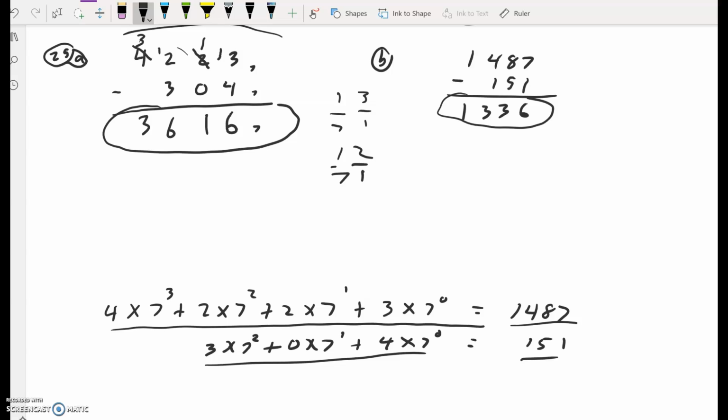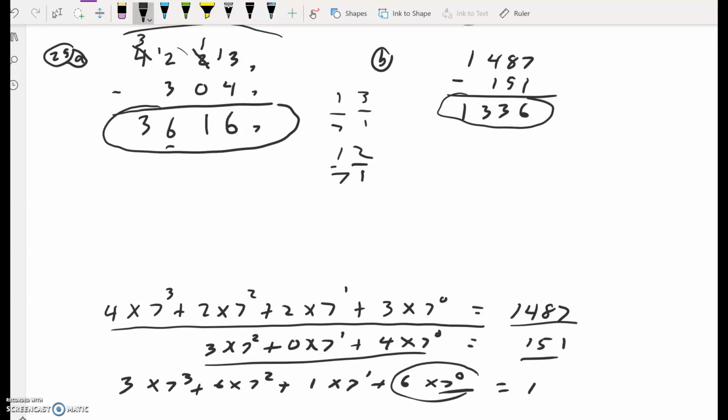Then the question is, does that equal this in base 10? And so it is 3 times 7 to the third plus 6 times 7 to the second plus 1 times 7 to the first plus 6 times 7 to the 0, or 6 times 1, or just plain 6. And on the calculator, I'm pressing the buttons, and that does equal 1,336. And so I've done both methods, and they both agree, and that's a good thing.